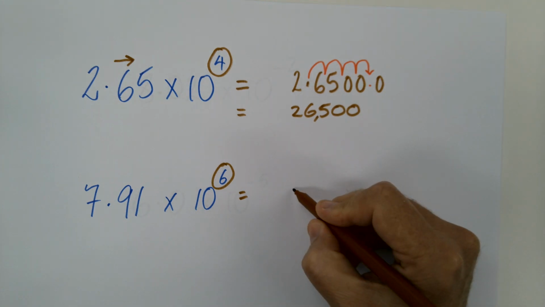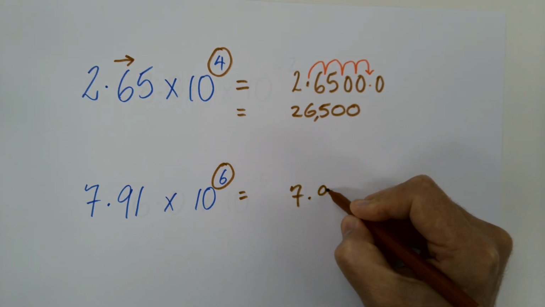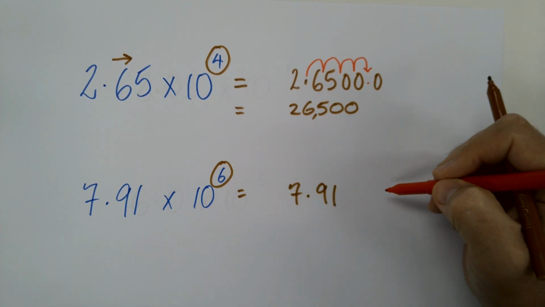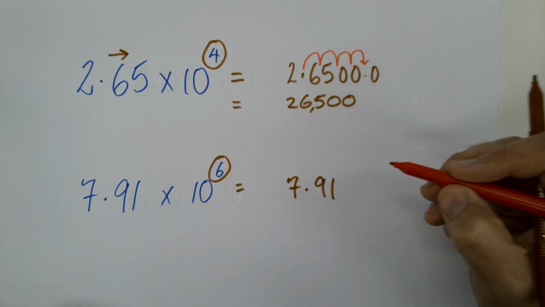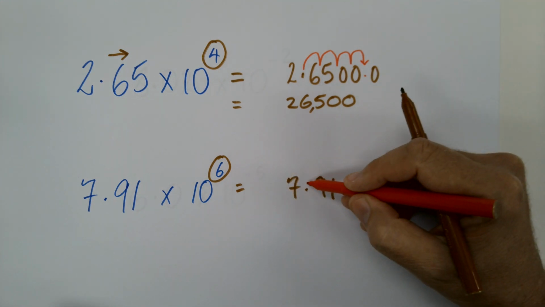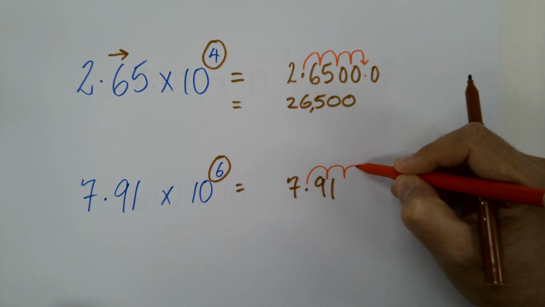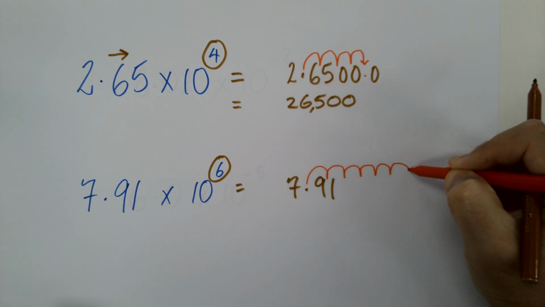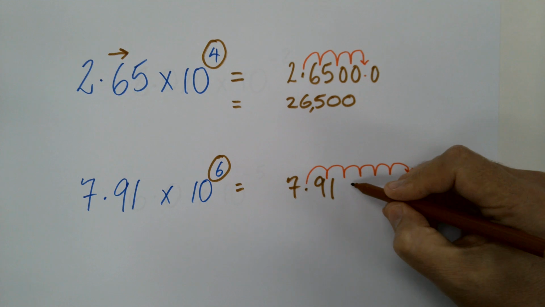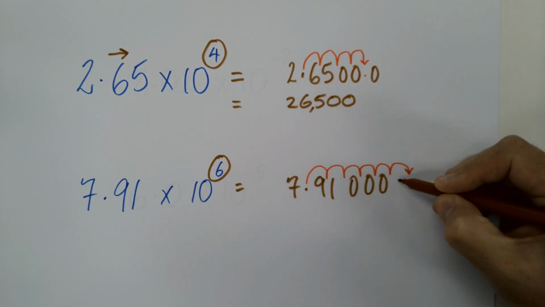And with this one here, I've got to move it 6 places. So let's write that down, and then let's physically draw in the jumps. My advice is to actually draw the jumps in. So we've got to go 6 jumps: 1, 2, 3, 4, 5, 6, and that's where we end up. And then you fill in the gaps with zeros.